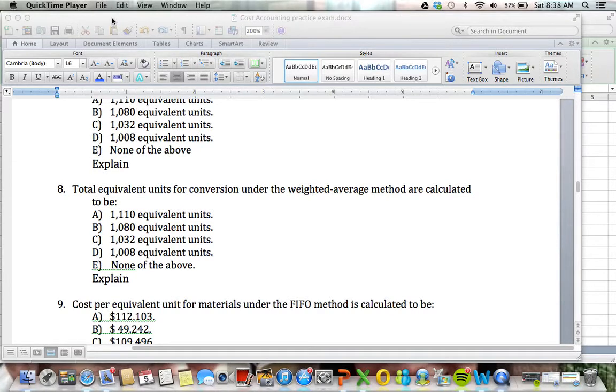Question number 8. We have total equivalent units for conversion under the weighted average method are calculated to be. Okay, so think about conversion for weighted average method. Remember, with weighted average method, we look at how many were started and completed. That's 100%. And then we look at ending inventory to see how much was done. So how many were started and completed?